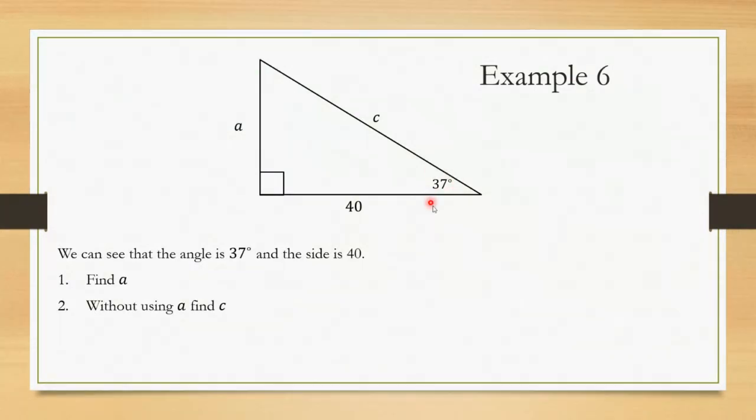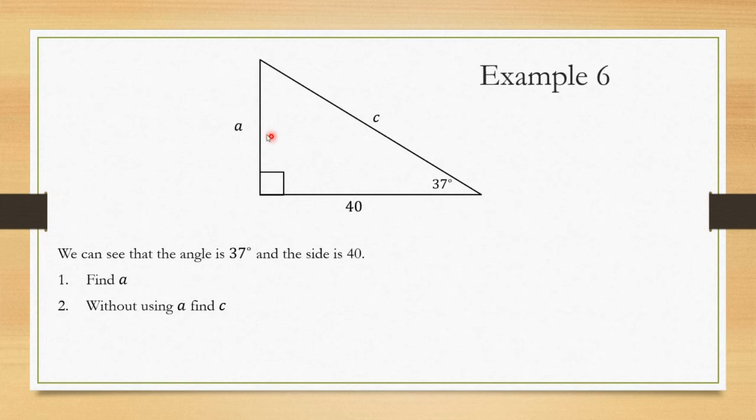So here we have the angle here is 37 degrees. This side here has side length 40 by assumption. Okay? We're going to find A and we're going to find C. I mean, the hard part is figuring out which trig function to use. Okay, so how do we do that?